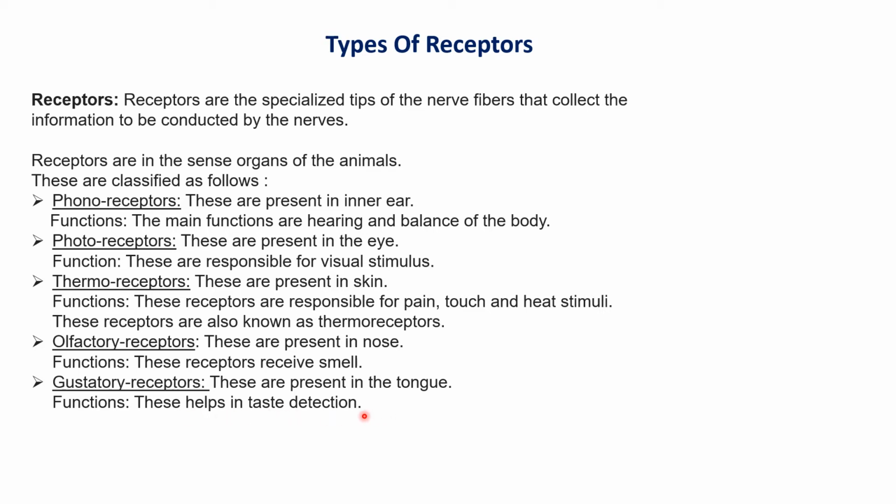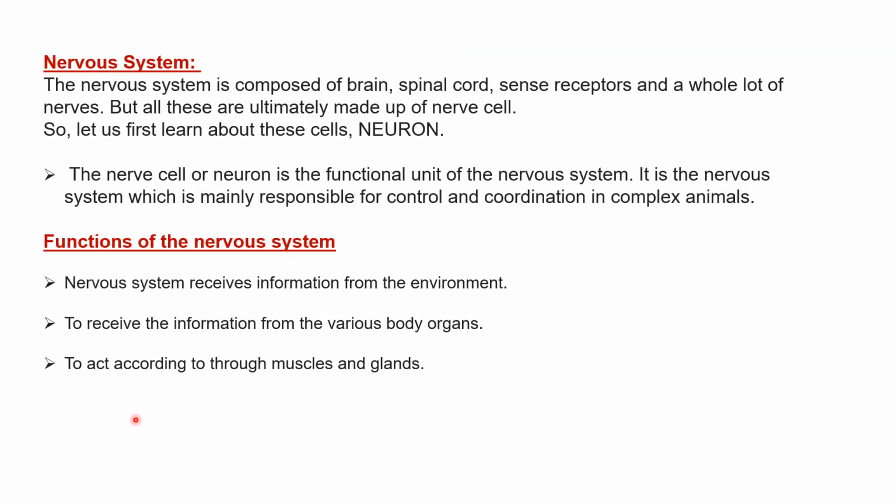Whether the food is sour or sweet or bitter or salty, whatever, that is received by the gustatory receptors. Now coming to the nervous system, right? You must have heard that our nervous system is composed of brain, spinal cord, sense receptors, just now we did, and a whole lot of nerves which are coming out from the brain and from the spinal cord, and a set of nerves which are going towards the brain.